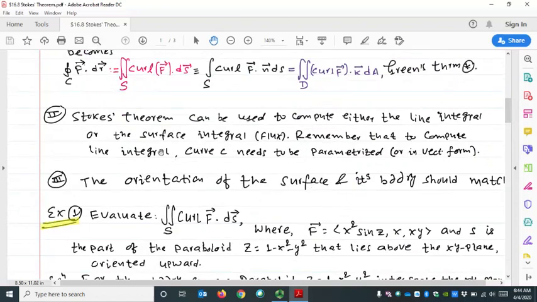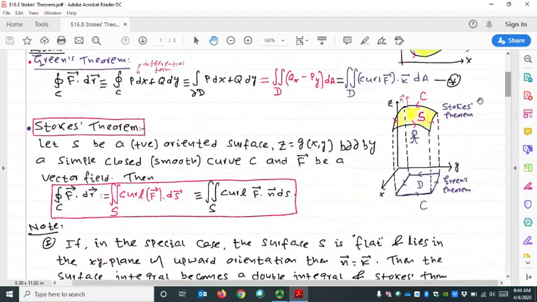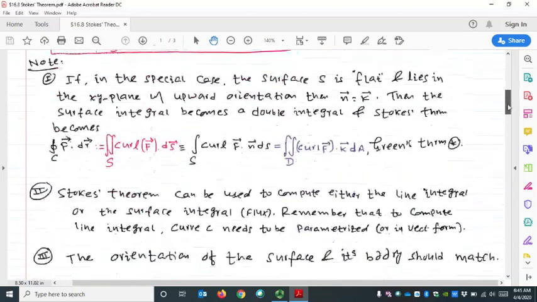Remember that to compute the line integral, curve C needs to be parameterized. Third, the orientation of the surface and its boundary should match. So that means the orientation of the surface as well as the curve should match. So here counterclockwise curve is positive, and the surface whose normal vector points upward is positive. Awesome. Let me scroll down.